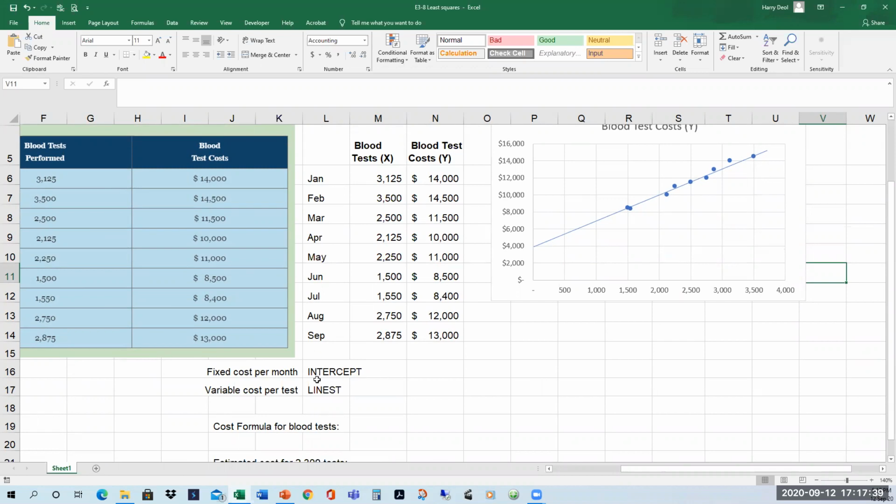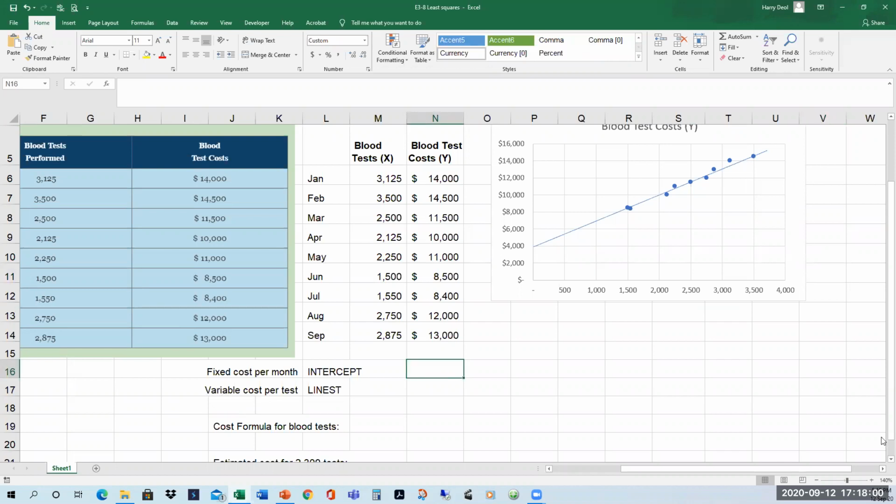Well, to use Excel, the function to calculate the fixed cost portion is called intercept, and the function to calculate the variable cost is linest. And you don't have to do them in any particular order. You can do either one first.